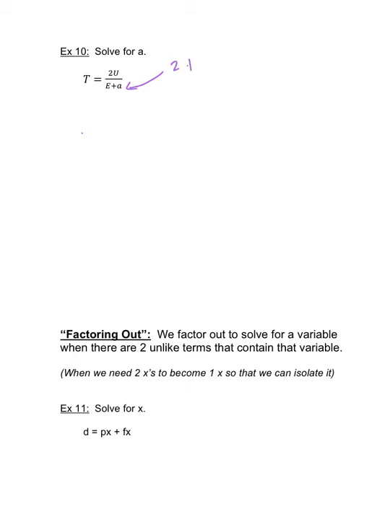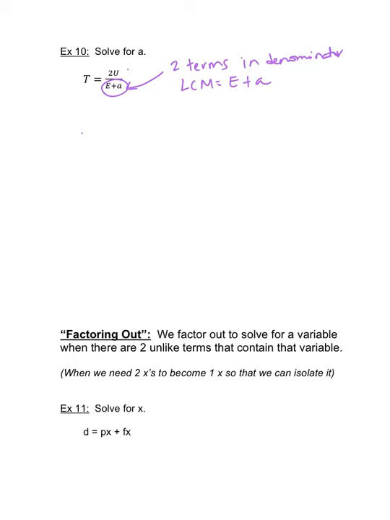Okay? Whatever your denominator is, if there's only one denominator, that's your LCM. Your LCM is just E plus A. So to clear out this fraction as my first step, remember you always want to clear out the fractions first, you want to multiply by the LCM.